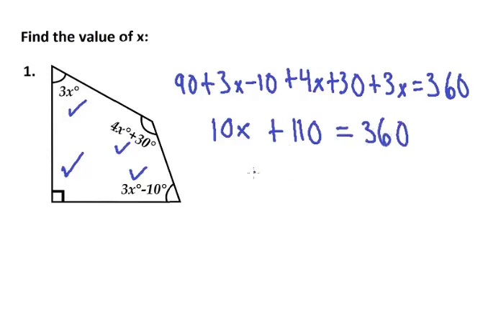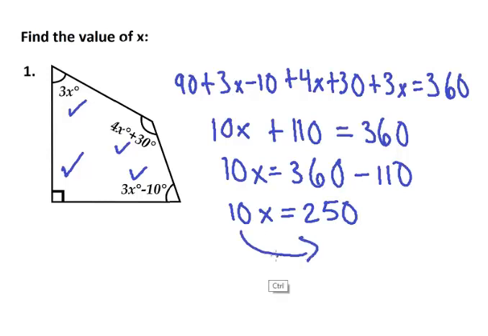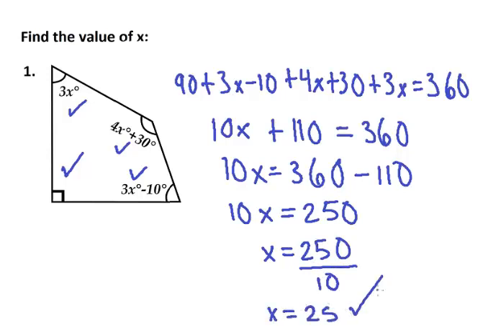Well, we pass the 110 to the other side to subtract. This is now a normal linear equation, so 10x equals 360 minus 110. Why minus? Because it was positive. If you move it, it will be negative. We subtract, so 10x equals 360 minus 110, that will be 250. I pass to divide the 10, so x equals 250 divided by 10, which will be 25. X equals 25. That will be the answer for exercise number 1.